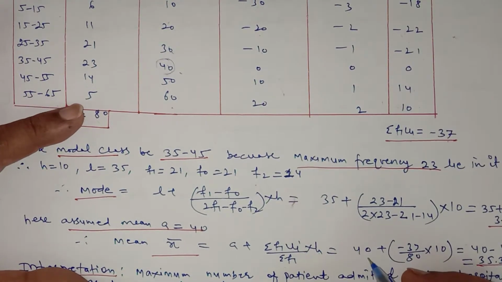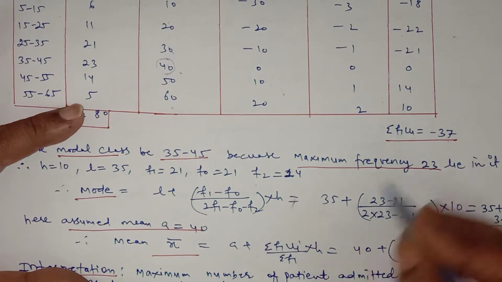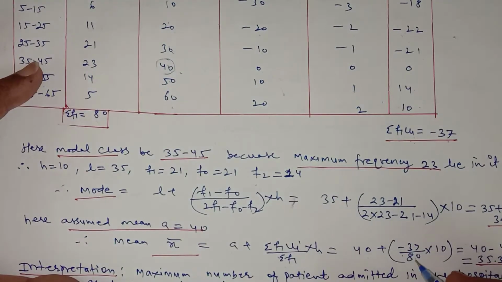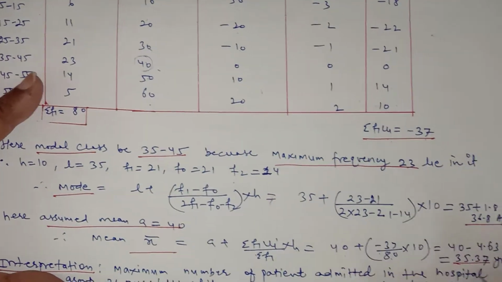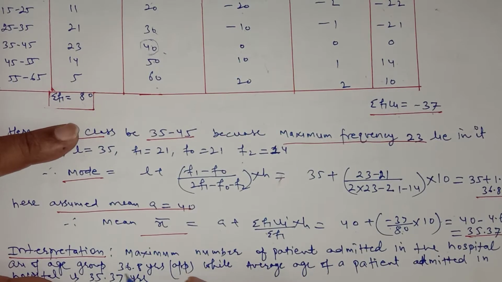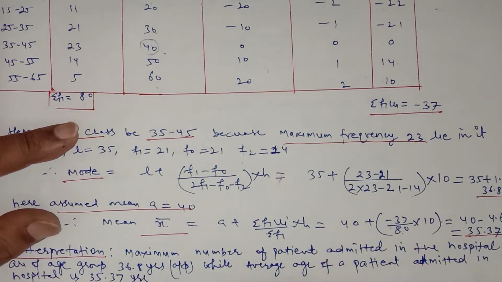So assumed mean is 40, summation fiui is minus 37 divided by total frequency, which is equal to 80, into h, which is the class size. Simplify, it is equal to 35.37. So we can interpret from this the maximum number of patients admitted in the hospital are of age group 36.8, and the average age of the patient is 35.5.